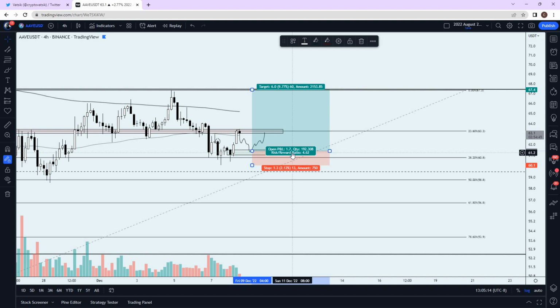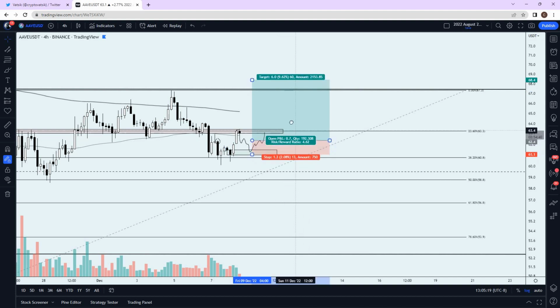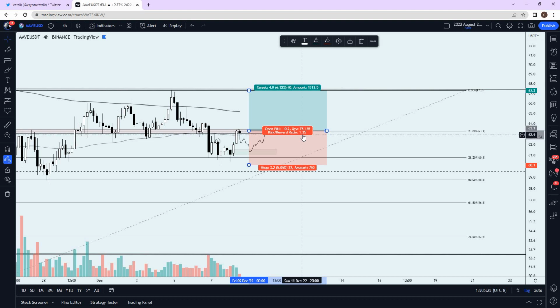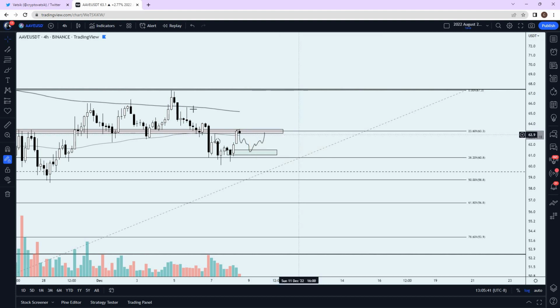your R&R is 4.62, okay? But if you are getting in on this level up here, your stop loss going below the low, and you're still targeting the high, your R&R goes much further down, 1.25. So sometimes the best thing you can do is just wait for the opportunity to take a trade, to enter. If there's no trade, then I just wouldn't take it.